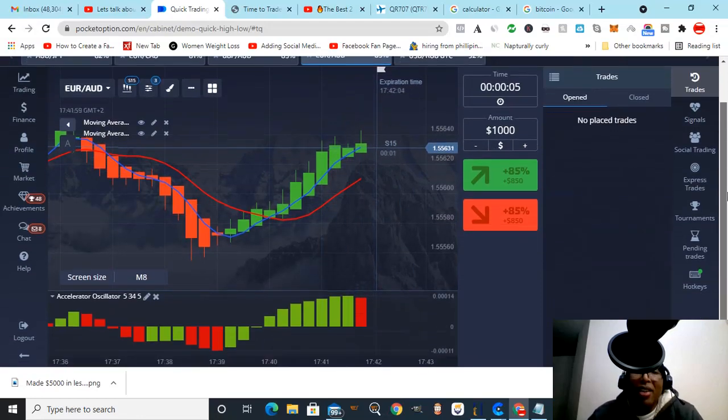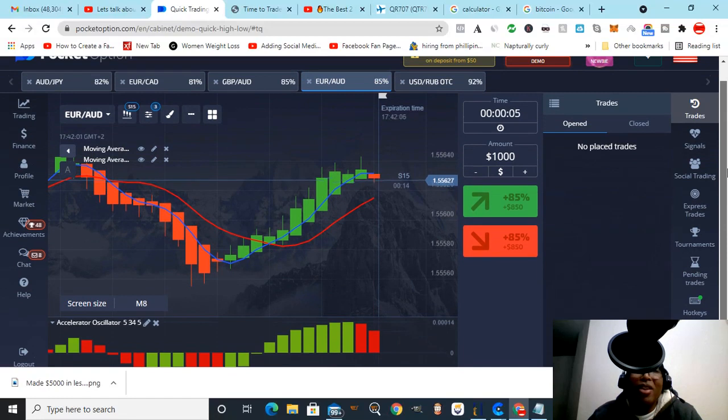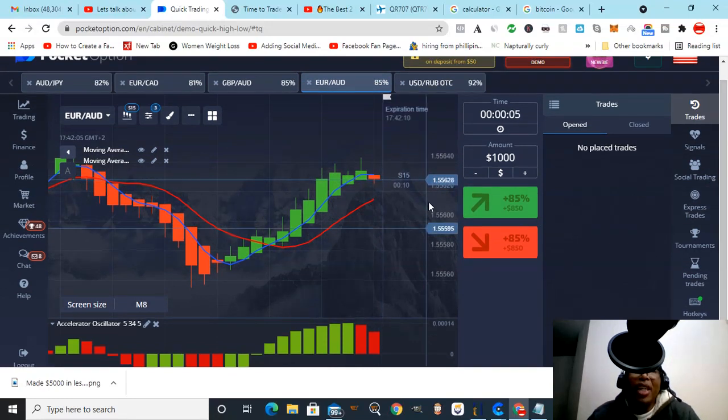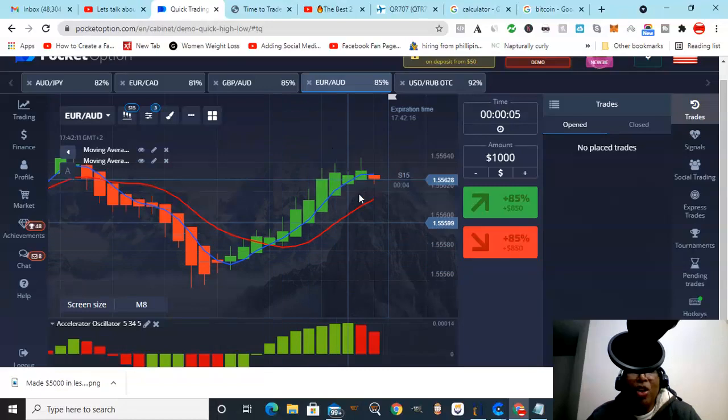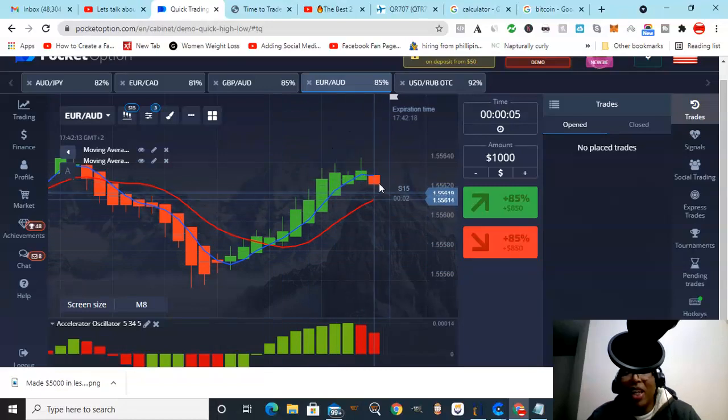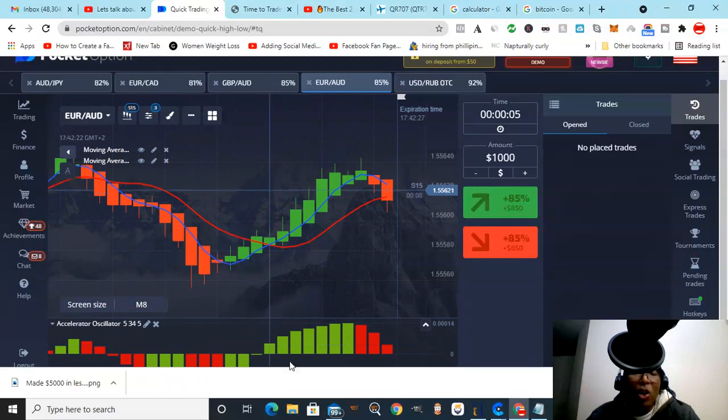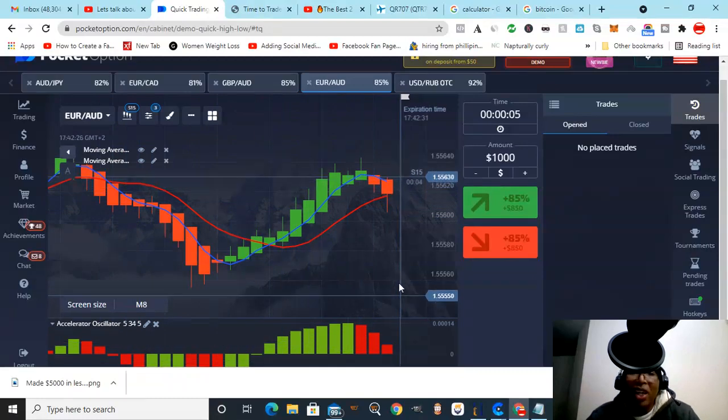Okay, let's see. So we go over the setting. They have crossed and they're going up, but you can see now they're facing down. So we're going to focus on the accelerator here. What did I say? When the accelerator oscillator candles are facing up, you're going to take a trade in the opposite direction. So if a red candle appears here, we're going to take a call option, green. We're going to go in the opposite direction, call. Because a red candle means going down, but our trade is going to be in the opposite direction.